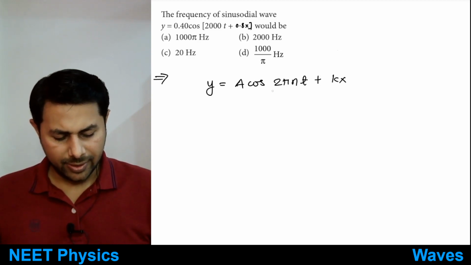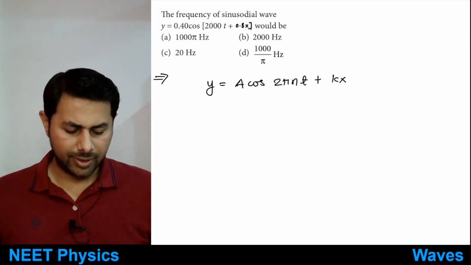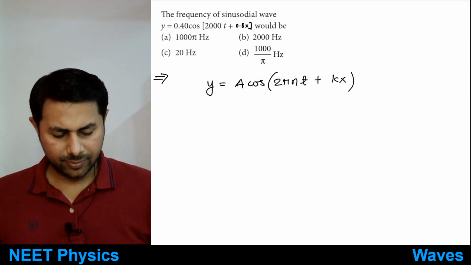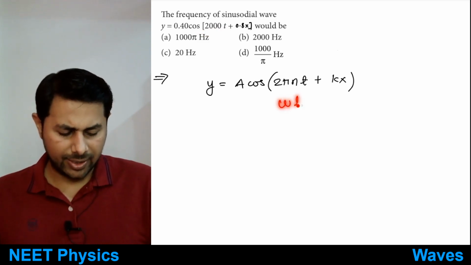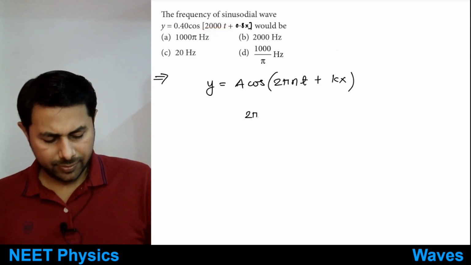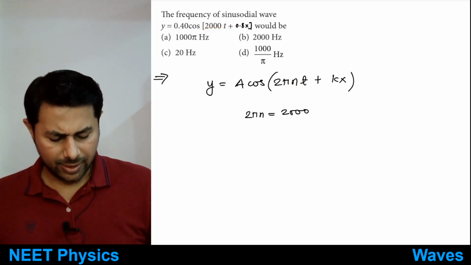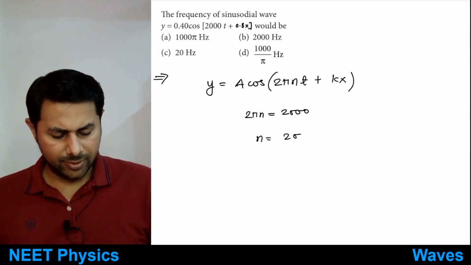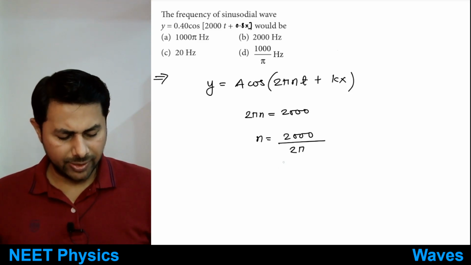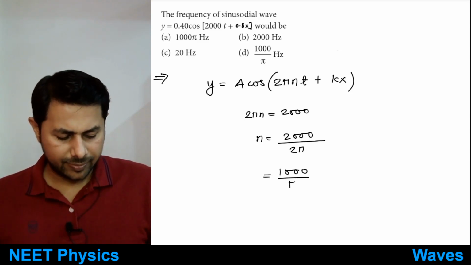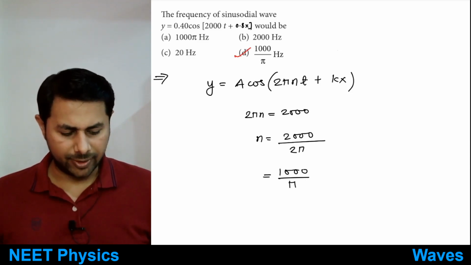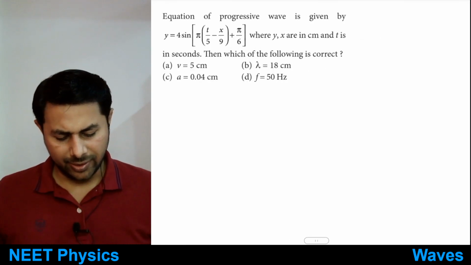What do we get? 2 pi n is equal to 2000, right? Okay, it is omega t, but I directly wrote 2 pi n. 2 pi n is equal to 2000, and therefore what would be n? It's 2000 divided by 2 pi. We want frequency, right? 2000 divided by 2 pi means 1000 by pi. So it is option D, right? So this is very simple. Okay, let's see next one.